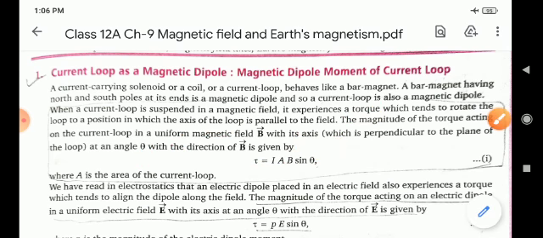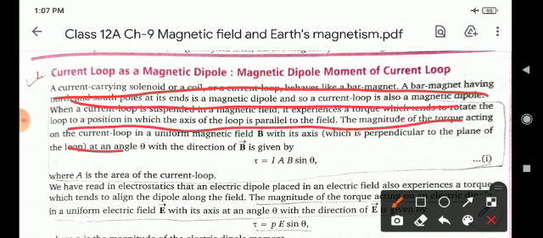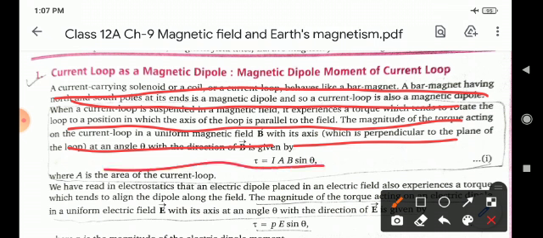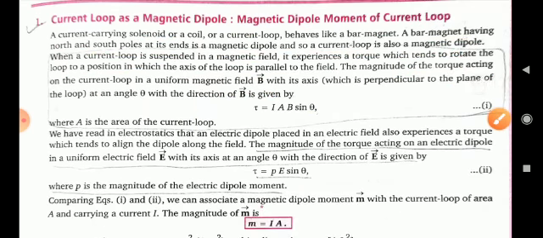Children, the magnitude of the torque acting on the current loop in a uniform magnetic field with the axis, very important point. Children, listen, very important point, learn it. That is torque equal to IAB sin theta, where A is the area of the current loop, I is the current, B is the magnetic field, and theta is the angle between the magnetic field and the axis of the coil.